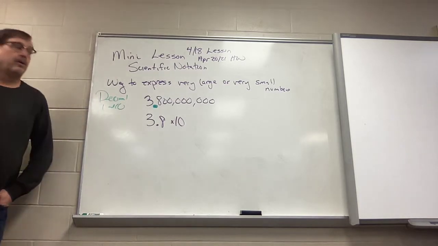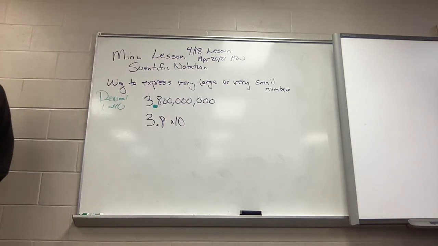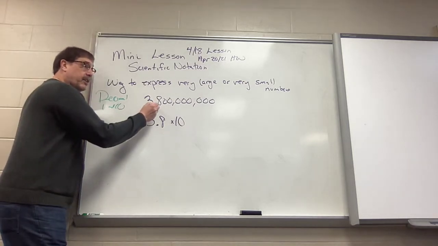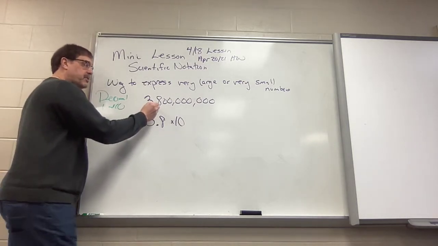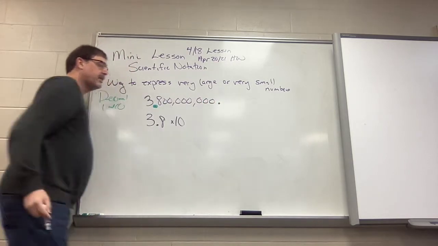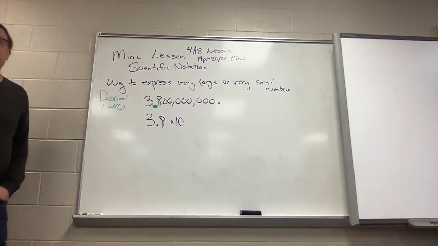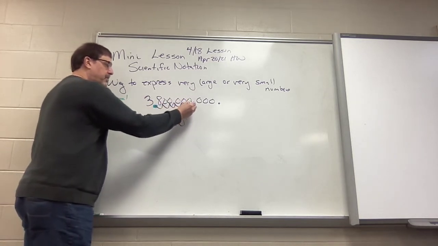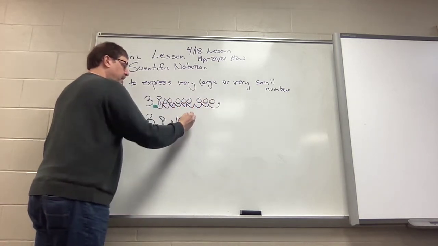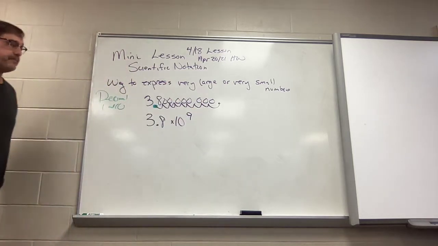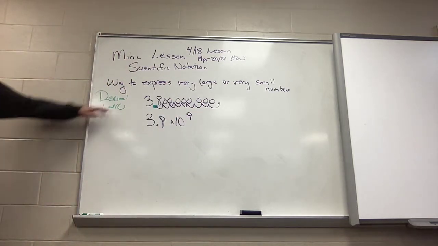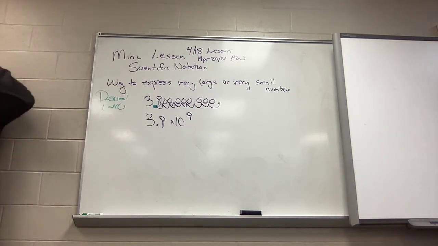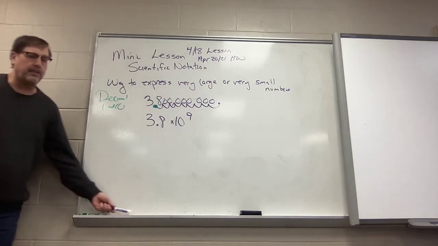And now, when it is a big number, we're going to have a positive exponent. Here's what you do. You go from this new decimal to where the real decimal is. There's really a decimal at the end of this number. And you count the spaces. So it's 1, 2, 3, 4, 5, 6, 7, 8, 9. And that is 10 to the 9th power. So this number here, which I've written all over, in scientific notation is 3.8 times 10 to the 9th power.